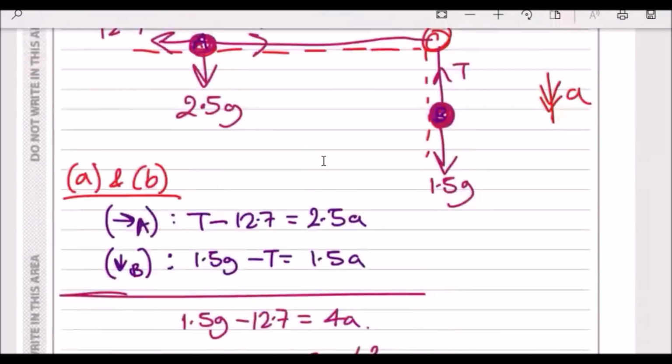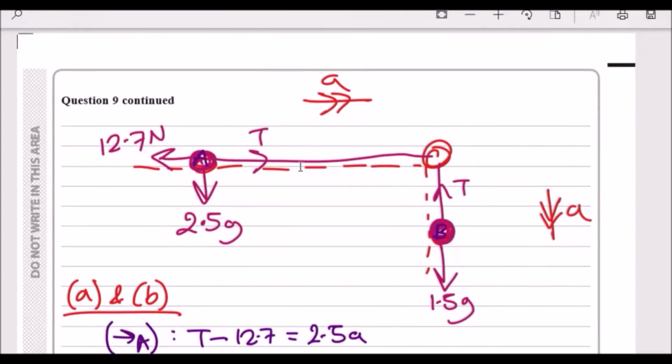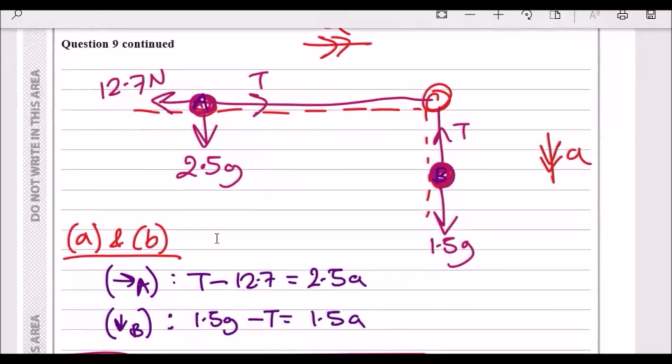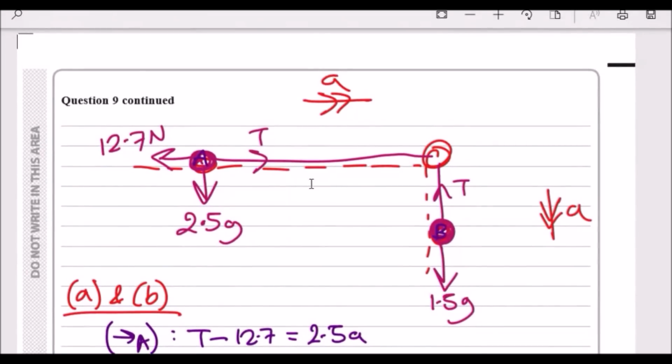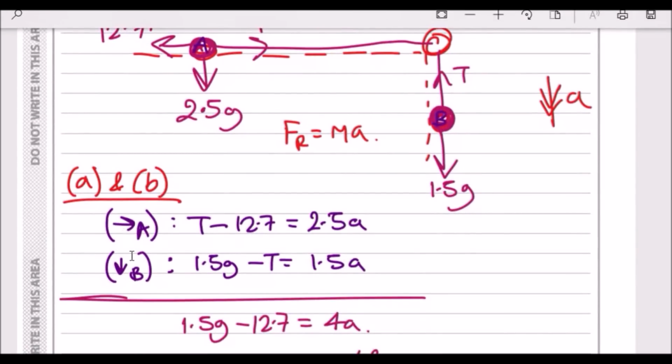Now resolving at part A, we're resolving to the right. If we're resolving to the right, that means the tension is positive and the friction is negative, so T minus 12.7, and it always equals ma. The resultant force always equals mass times acceleration. So mass is 2.5, acceleration is a. Now I'll do the same for the downward force. Resolving downwards, i.e. following the acceleration, we have the weight 1.5g, which is positive now because it's going downwards, and upwards is negative, minus T. And it's equal to ma, 1.5a. Voila. So these are your equations for A and B. Now we have to try and solve this to find the value of the acceleration.